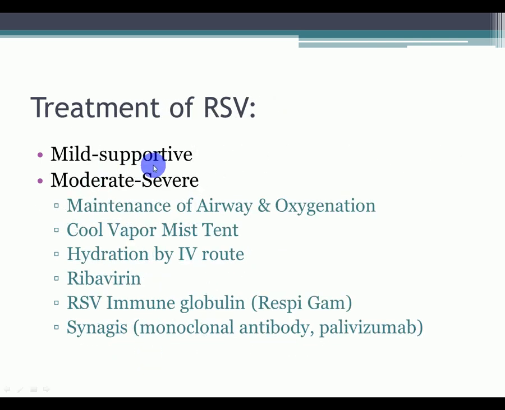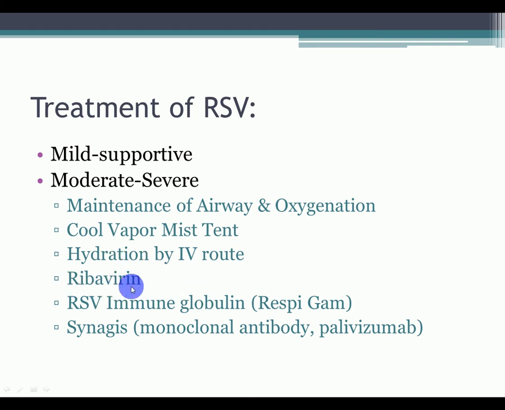Treatment: mild to supportive. If it's mild, it's just supportive. Moderate to severe, then they're going to have to maintain that airway and oxygenation. First thing we're going to do is a cool vapor mist tent. So we're going to have to watch them for all those things we talked about earlier. Hydration, they're going to have an IV.